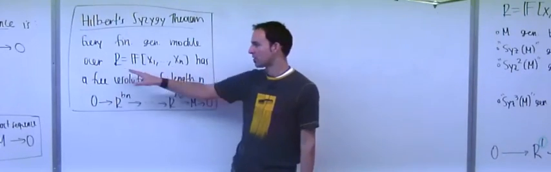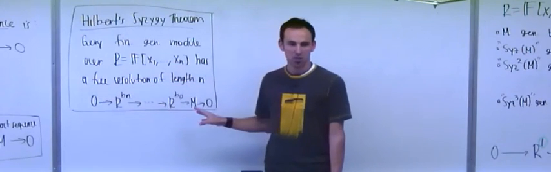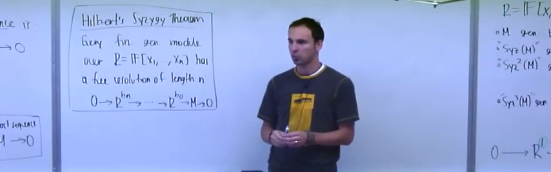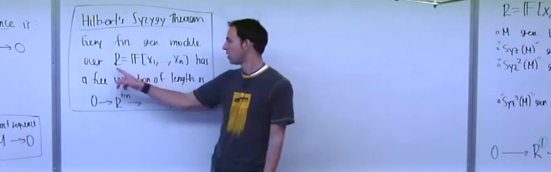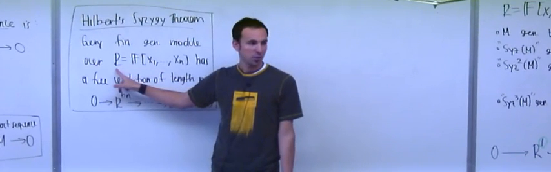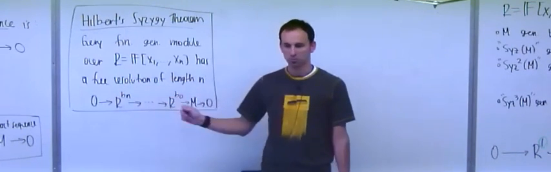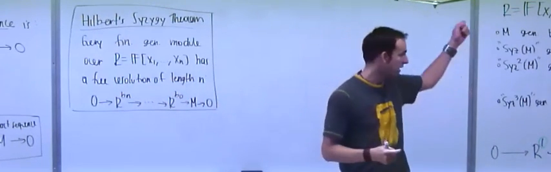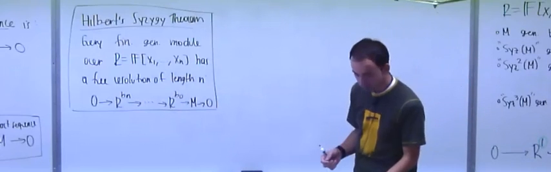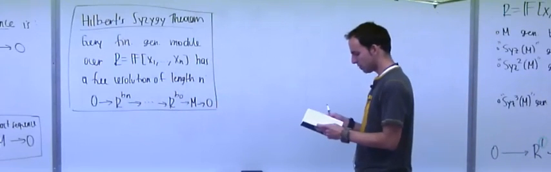But if I choose some random ring, then there's no reason to expect that this will terminate. And that's what problem 6 in the homework does. It gives you an example of a ring which is not very complicated at all, actually, but for which this theorem is not true. Sometimes you just can never end the process of taking syzygies. Okay? So that's Hilbert's syzygy theorem.